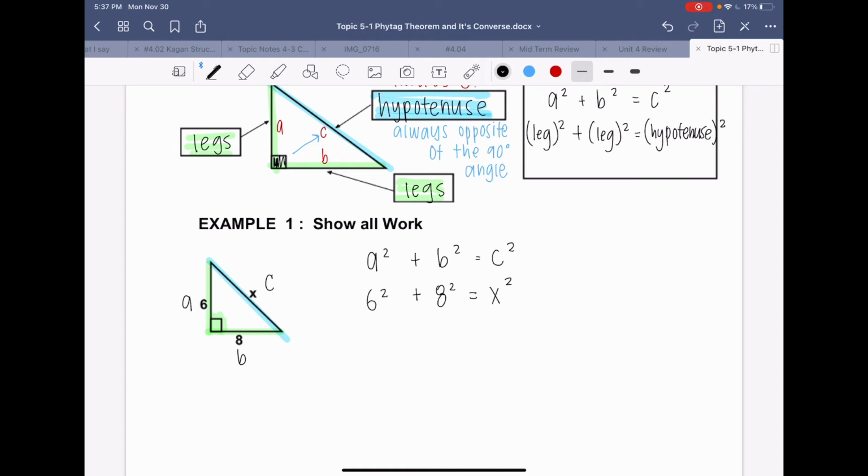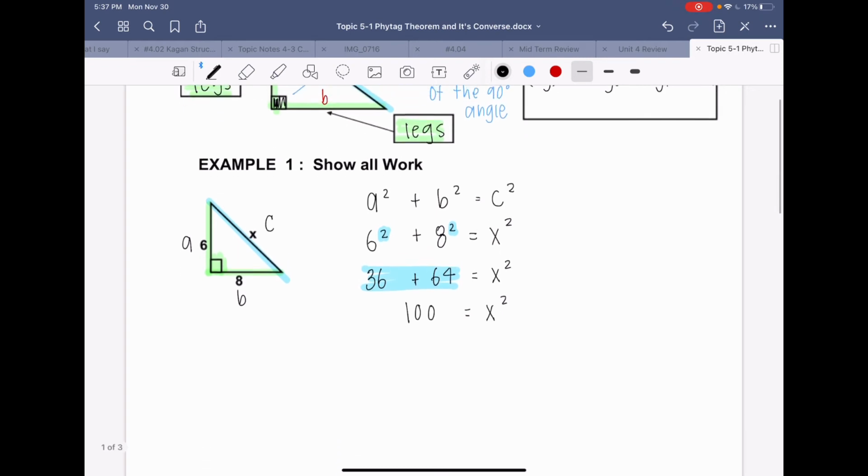All right, so 6 times 6 is 36. 8 times 8 is 64. And then we have x squared. Then you add these. So you take care of the exponents first, and then you add those numbers, which gets us 100. So we have 100 equals x squared, or x squared equals 100.